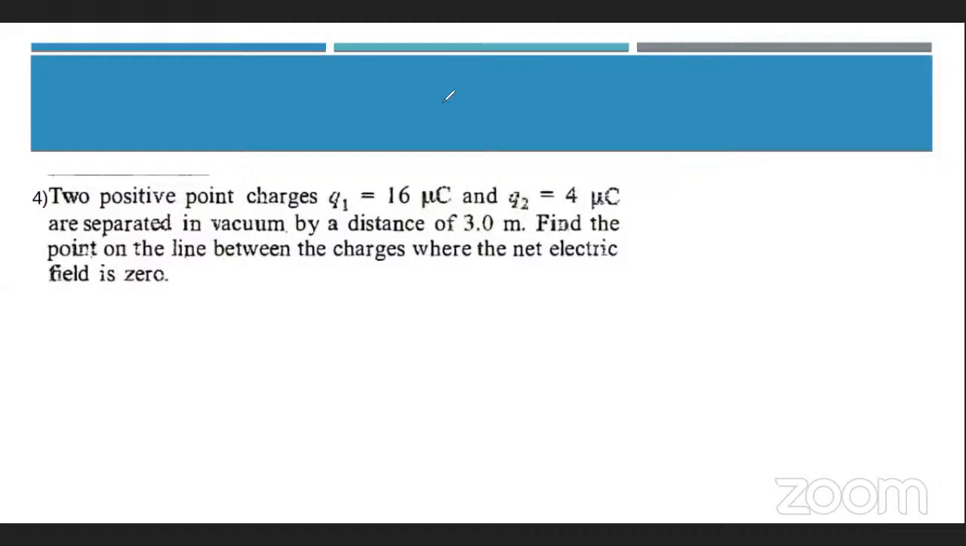Next question is: two positive point charges are separated in vacuum by a distance of 3 meter. Find out.